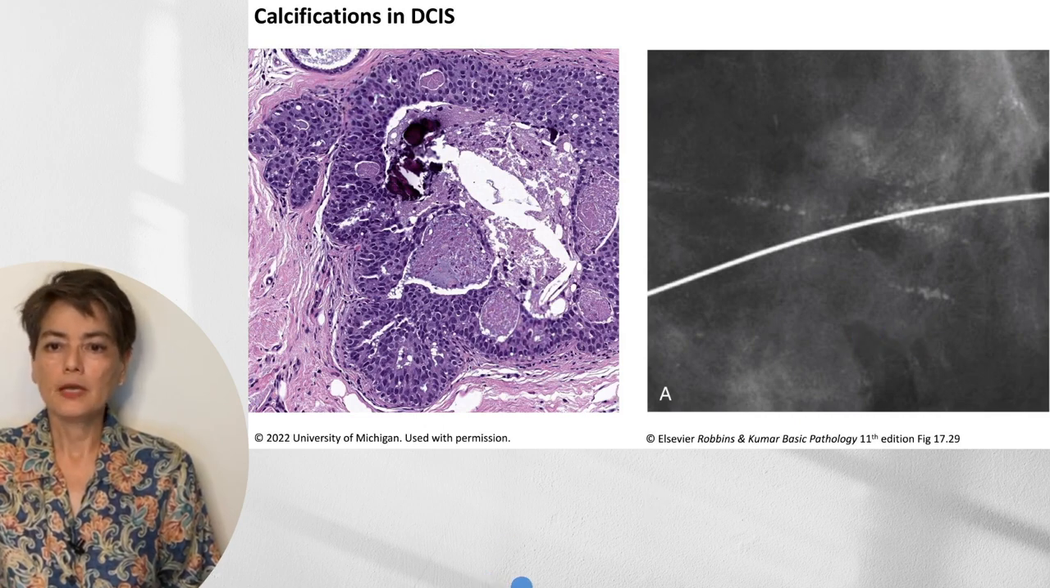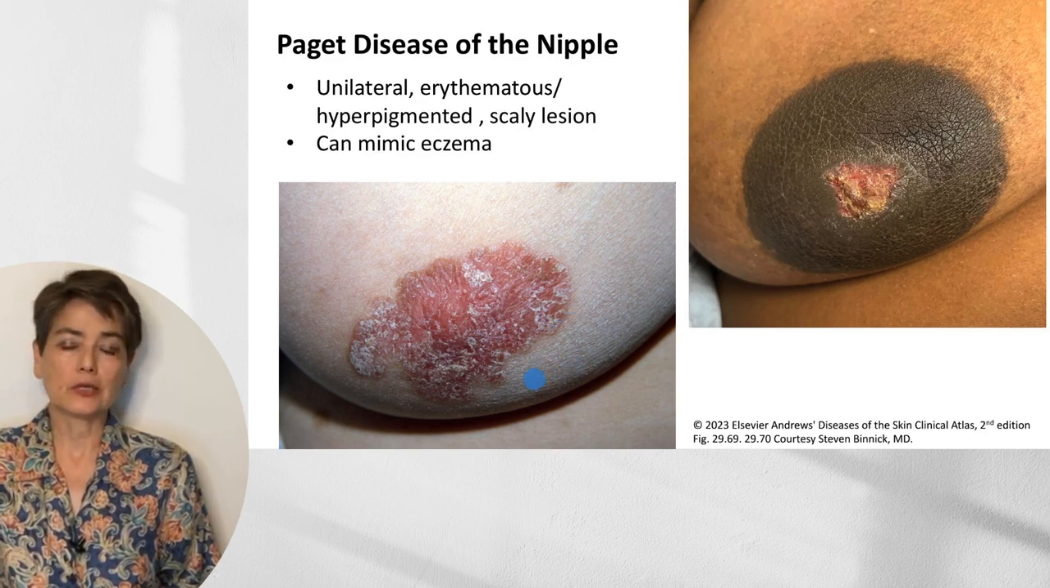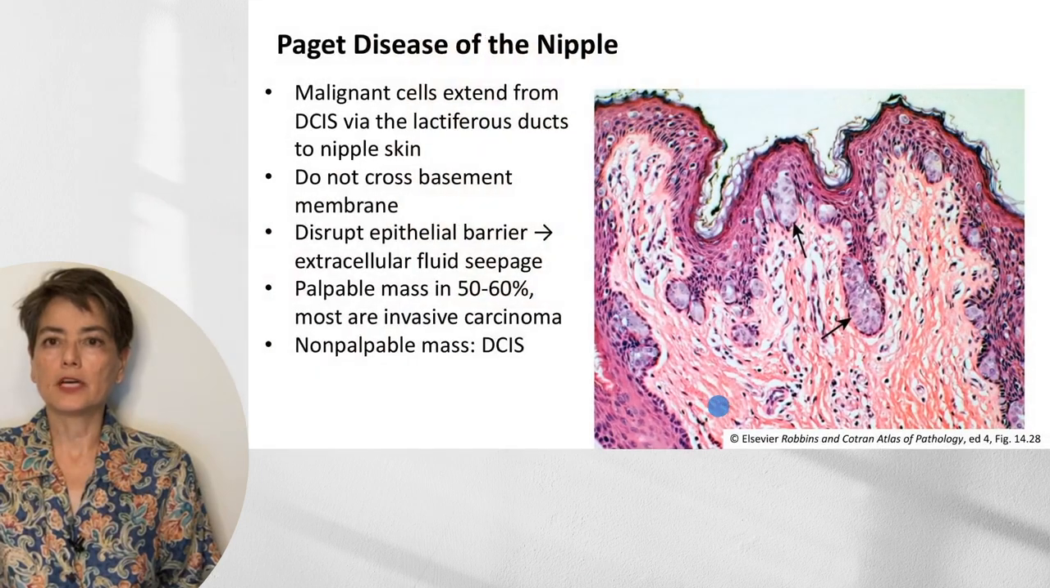So when a radiologist sees this on a mammogram, it raises the concern that there could be ductal carcinoma in situ. The other finding I want to share with you is something called Paget disease of the nipple. Patients can present with a unilateral erythematous or hyperpigmented lesion that's scaly. And this appearance looks like eczema, but if the patient is treated with steroids, it does not go away.